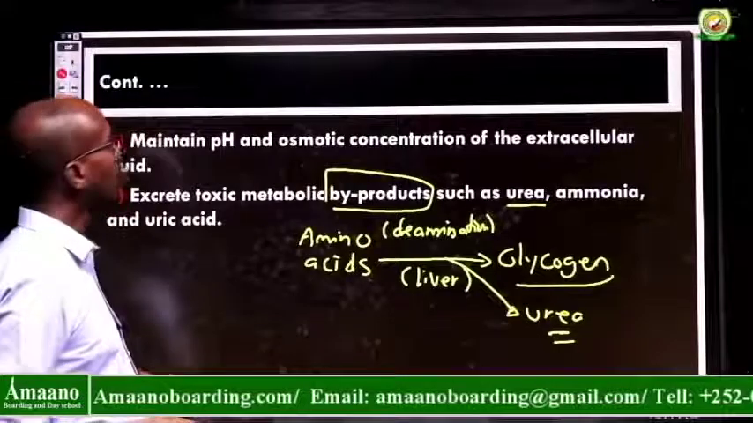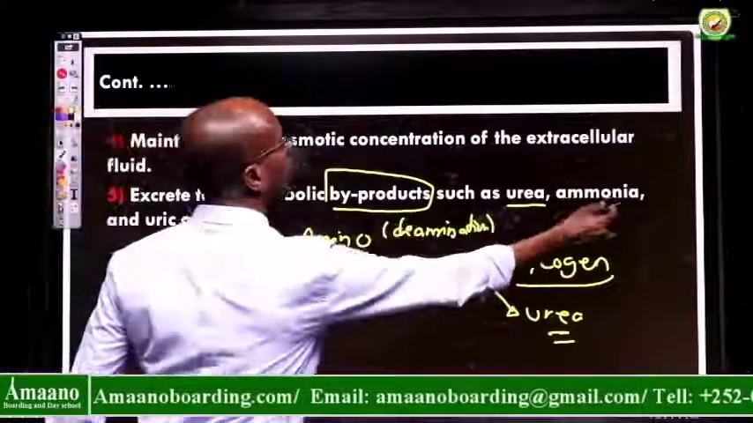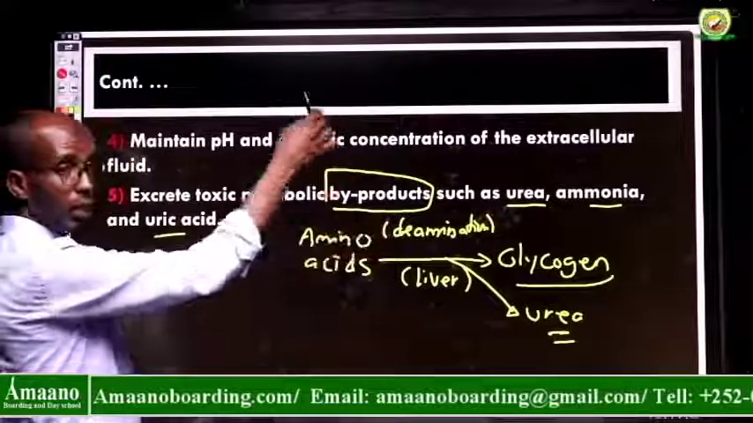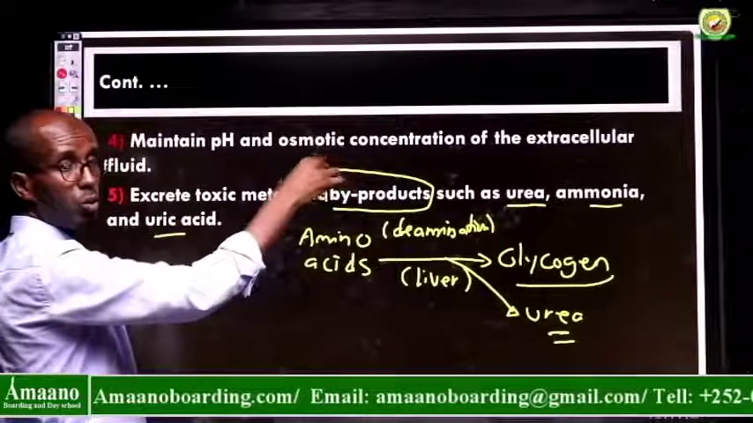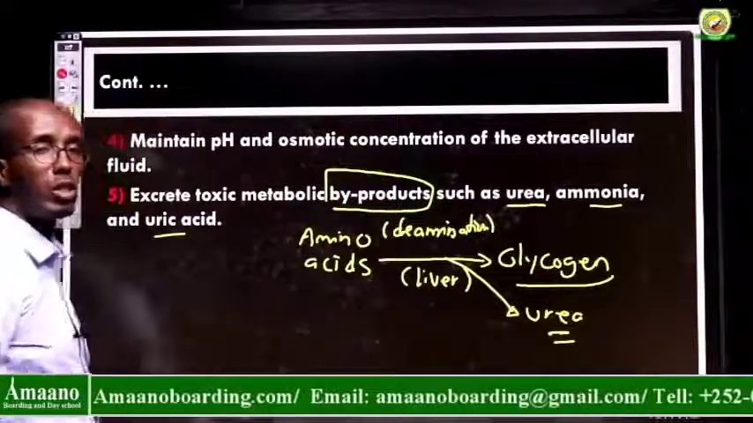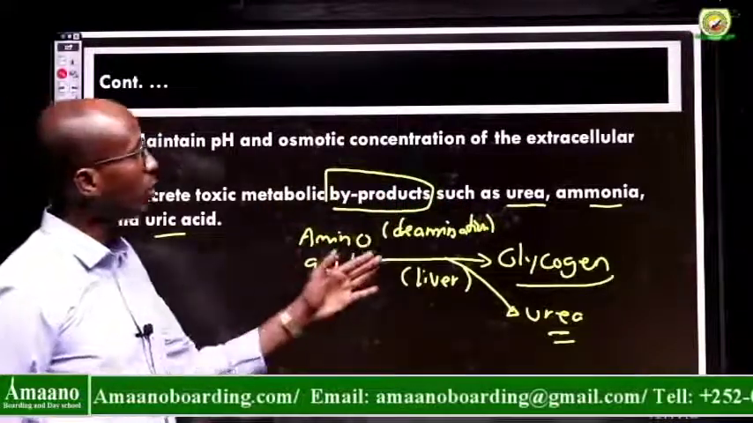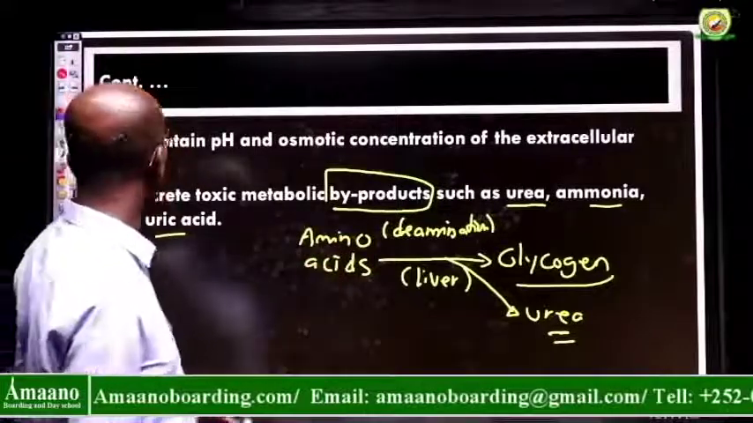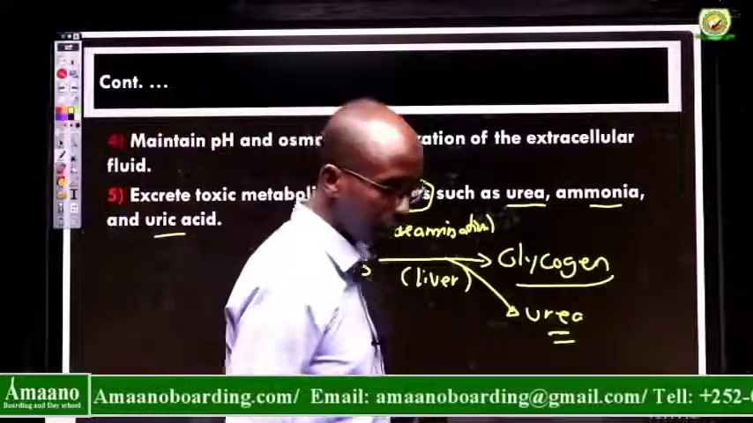So the kidneys remove these toxic substances from the body. And again, in the first sentence, we saw what is called nitrogenous waste. Urea, uric acid, and ammonia are all examples of nitrogenous waste.